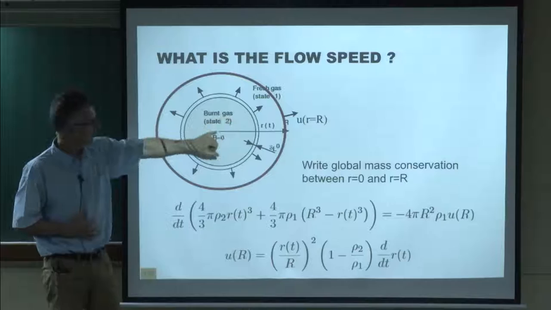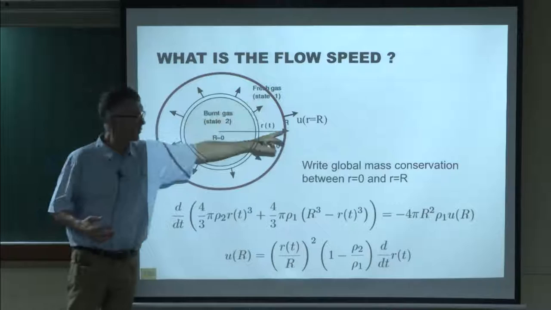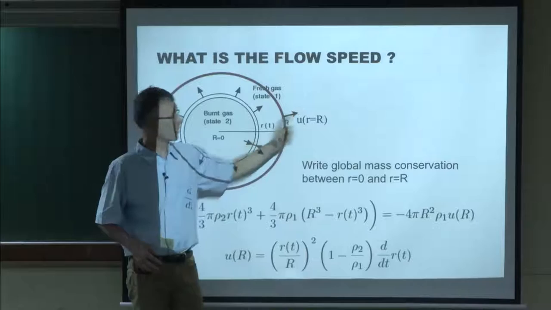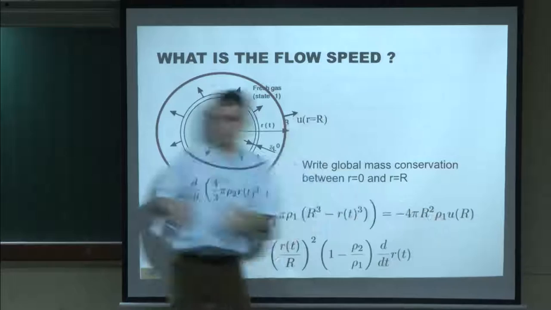So there is zero velocity from here to there. And here, if you want to know what the flow speed is, you just write a global balance on the red line here, which is a fixed line, and express that the variation of mass here is equal to the flux which is leaving this box. The flux leaving this box is a negative flux, it's minus 4 pi r squared, multiplied by rho 1, because rho 1 is the density of the fresh gases here, multiplied by the velocity that we're looking for.